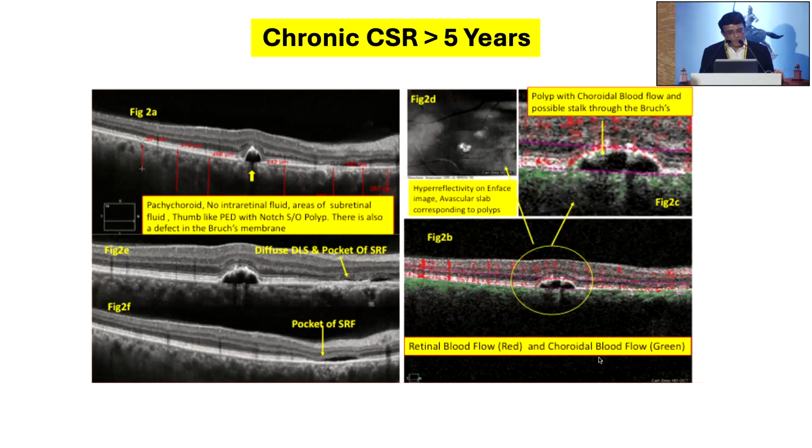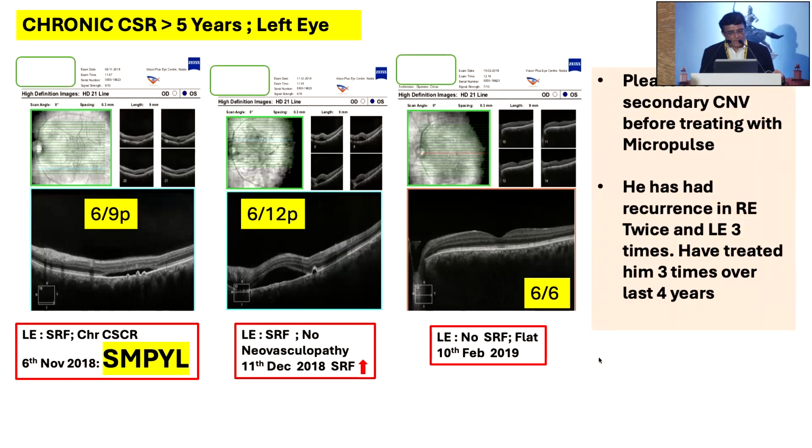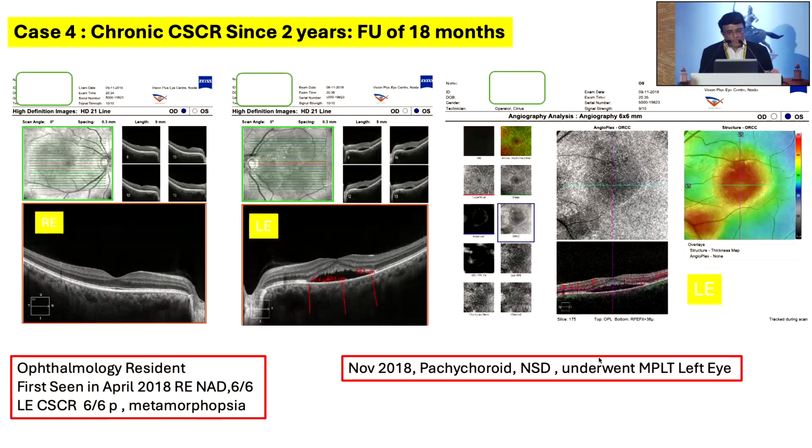So this patient was treated for both eyes with micropulse laser. I'll give you the example. So the right eye was treated with Eylea, and 1 month post Eylea he received micropulse laser treatment. In the left eye, after treatment, within a week, actually the central thickness may increase. The patient was not symptomatic, but I found that the central thickness had increased, but over a period of a month, the central thickness was brought down and it was 6'6".